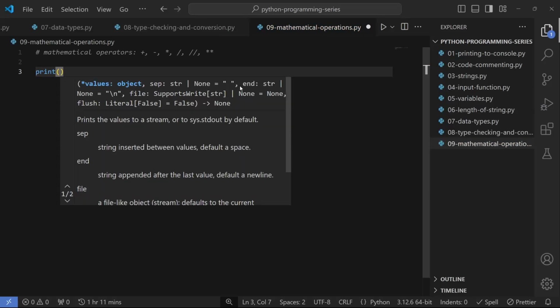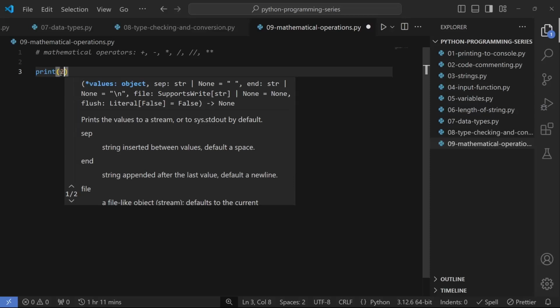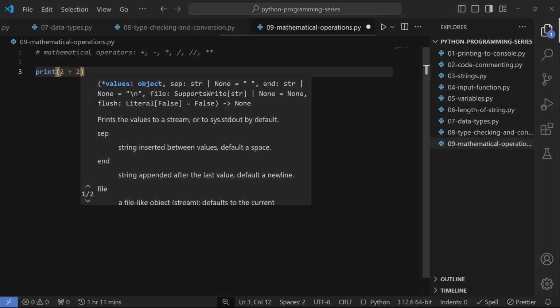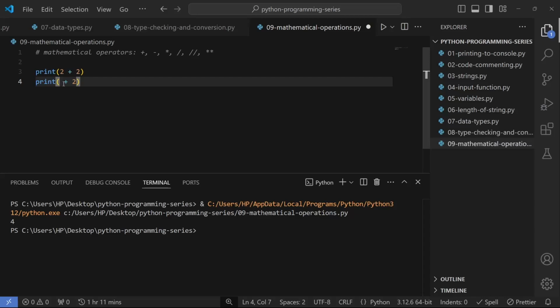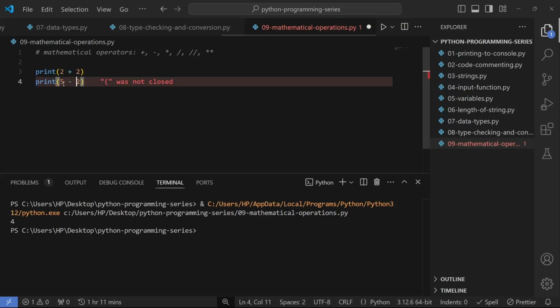Our print statement is our beloved function in this series. So we have print. You can perform 2 plus 2. That's a simple mathematical operation. Okay, so 2 plus 2 is going to give you 4. That is for addition. Okay, for subtraction, so you can say 5 minus 2, that's going to give you 3.